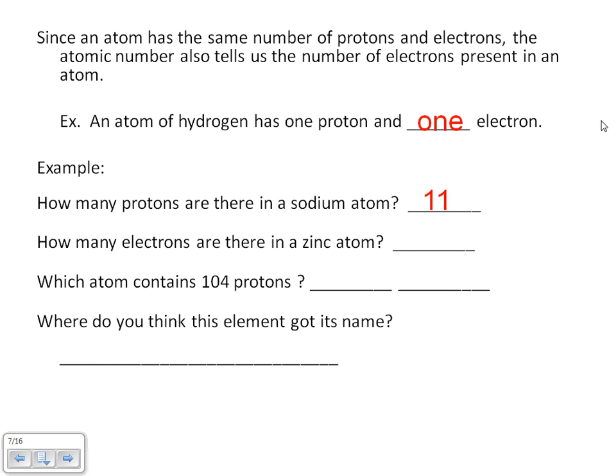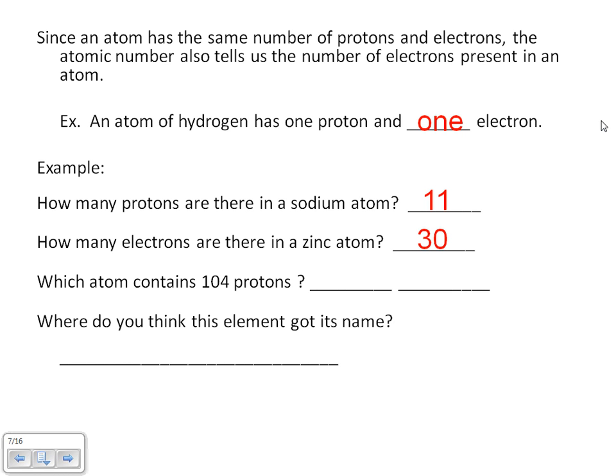If you can find the atomic number of zinc, again, remember, you're looking for Zn, and you're looking for the number in the top corner. That's your atomic number, which is also your number of protons, which is also your number of electrons. So if you can find zinc, you'll see it's got 30 in that top corner, which means it has 30 electrons.